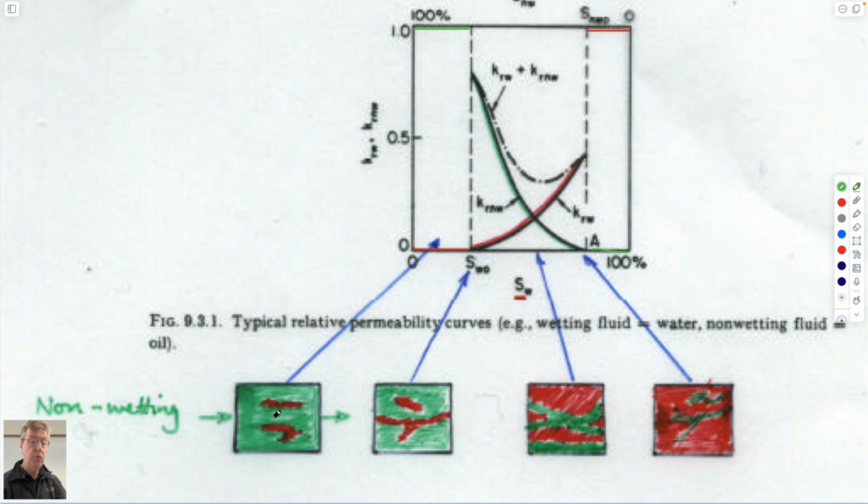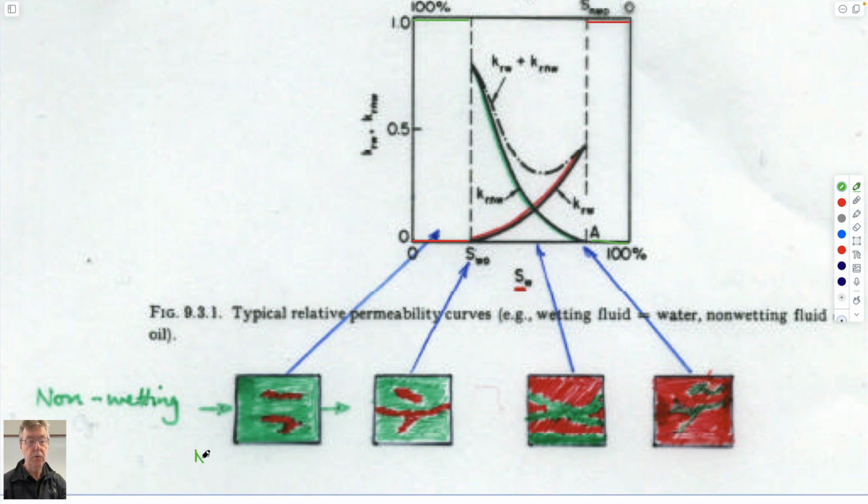So when you have the non-wetting fluid and the wetting fluid, maybe this is 80% saturation and maybe this is 20% saturation. Maybe this is 20-80. And maybe this is 60-40. And 40-60. And it kind of explains the process here.